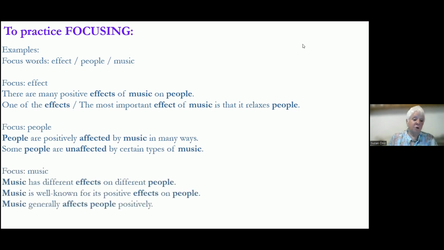And the music as the focus. Music has different effects on different people. Music is well known for its positive effects on people. Music generally affects people positively. So it's basically the same meaning, but you kind of juggle with the terms and put them in different positions. So this is one thing that they can do.